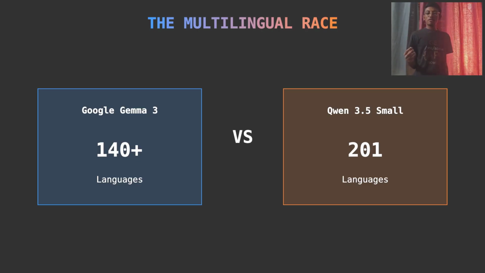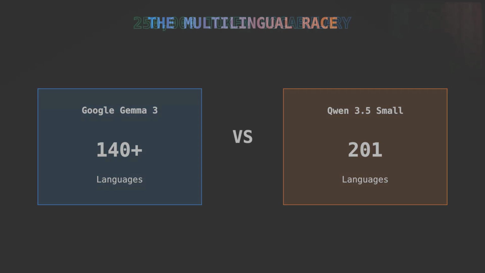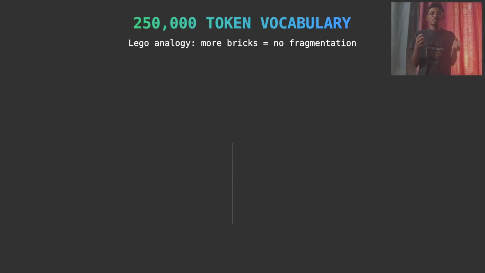But Qwen 3.5 fired back with support for 201 languages, specifically targeting low resource languages big tech usually ignores, like Swahili, Welsh, Bengali and hundreds more. 201 versus 140, the scoreboard is very clear. Qwen 3.5 all the way. Now, is just training around 200 languages enough to get a very good language model?